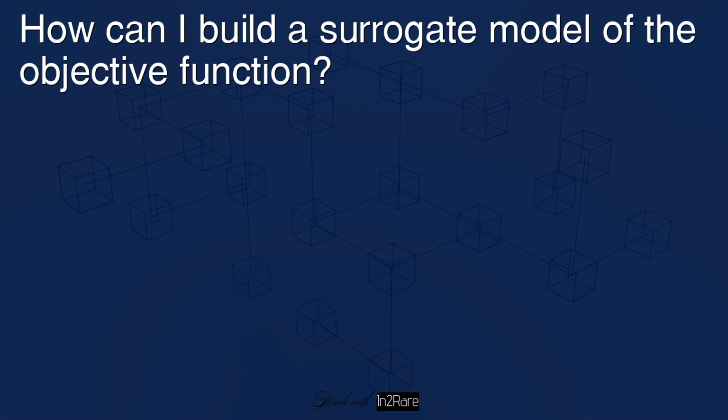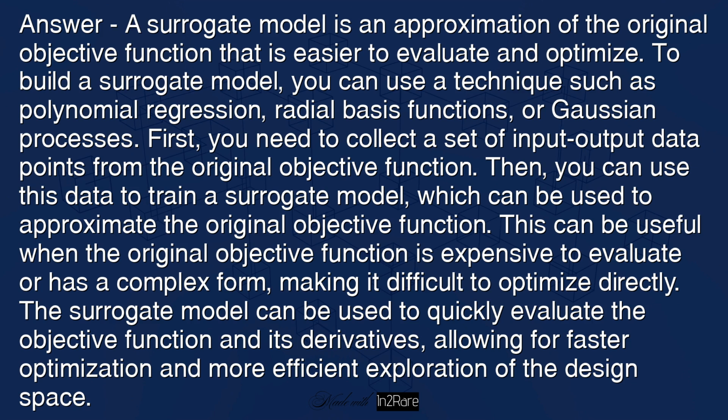How can I build a surrogate model of the objective function? Answer: a surrogate model is an approximation of the original objective function that is easier to evaluate and optimize. To build a surrogate model, you can use a technique such as polynomial regression, radial basis functions, or Gaussian processes. First, you need to collect a set of input-output data points from the original objective function. Then, you can use this data to train a surrogate model, which can be used to approximate the original objective function. This can be useful when the original objective function is expensive to evaluate or has a complex form, making it difficult to optimize directly.